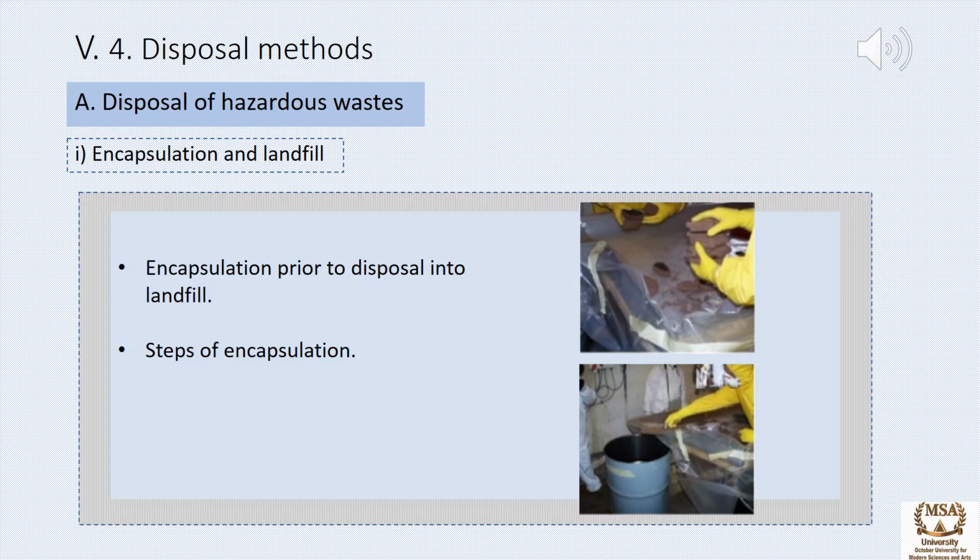Steps of encapsulation include removal of waste material from their secondary packaging, but not from the primary one, filling a steel or plastic drum up to 75% with the waste. The remaining space is filled by cement, lime, or water. Drums are closed with lids and placed at the base of landfill before finally covering with soil.